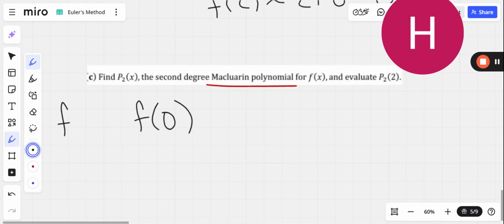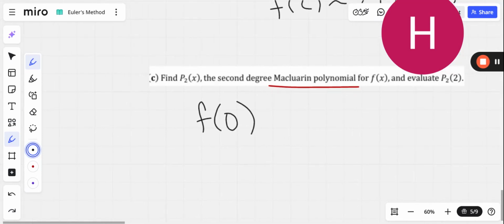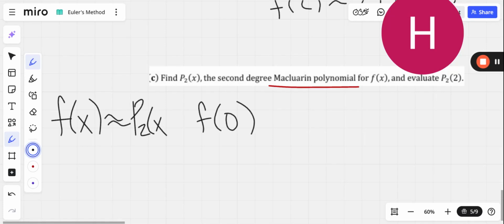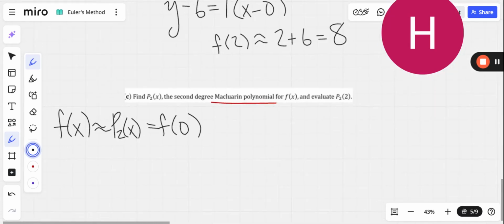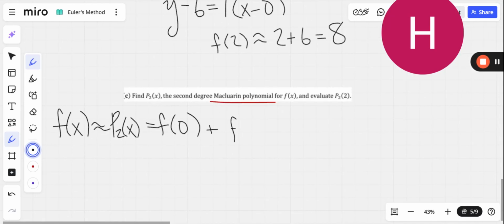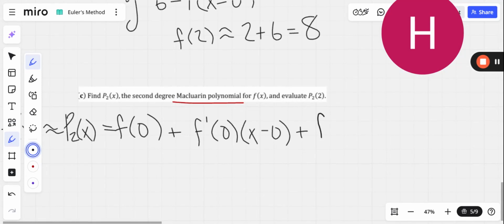So this says that a function f of x is approximately its Maclaurin polynomial, which is going to be equal to f of 0 plus f prime of 0 times x minus 0, you just plug in the x value, plus f double prime of 0. Fortunately, we have that. We only have a graph of f prime, but we are given a value for f double prime of 0.